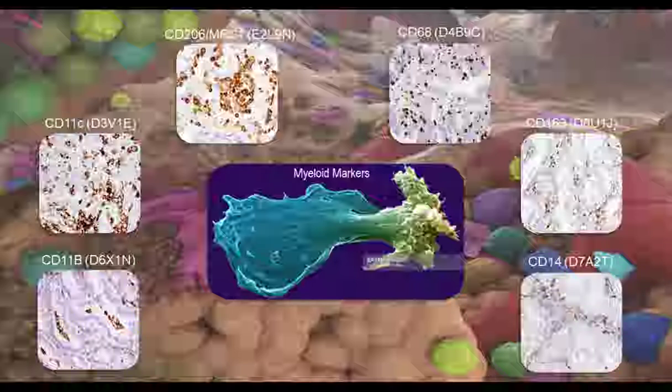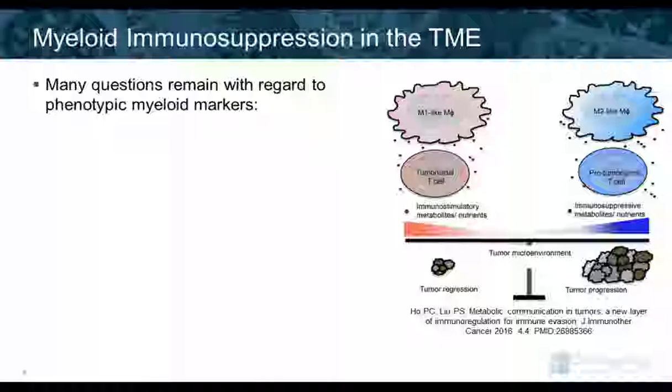As you can see, we have CD68, which is commonly used as a pan-macrophage marker, CD163, which is a marker of immunosuppressive macrophages, CD11C, which is a marker of dendritic cells, along with some other myeloid markers such as CD206 and CD14 as well. So while we have a number of antibodies directed against these key myeloid cell targets, many questions remain with regard to their functional significance in the tumor microenvironment.